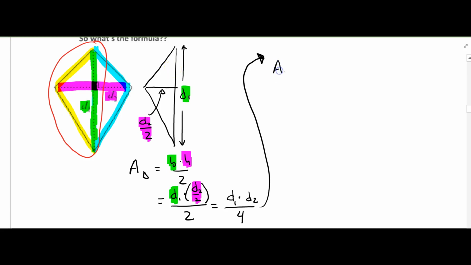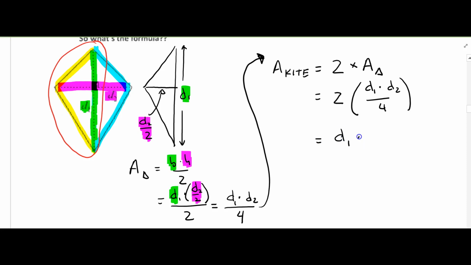the area of the kite is going to be 2 times the area of the triangle. So it's going to be 2 times D1 times D2 divided by 4, which becomes D1 times D2 divided by 2. So the area of the kite.